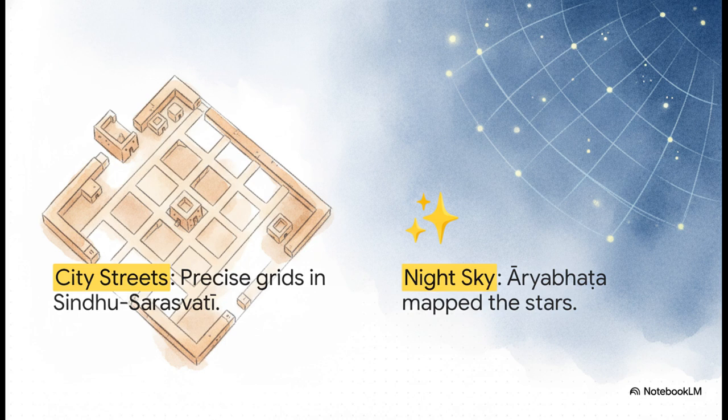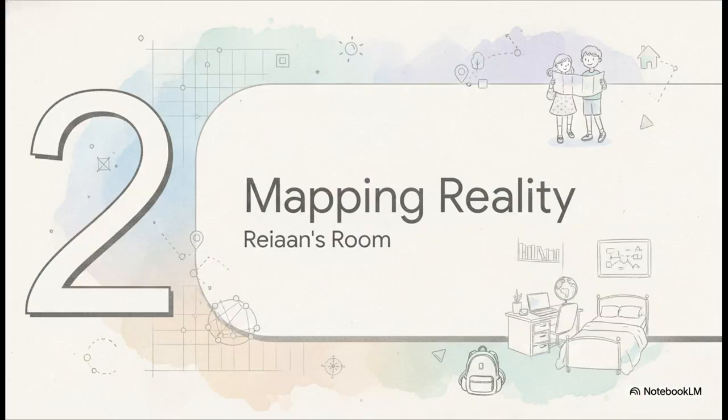And then, on the exact opposite extreme, you have Aryabhata looking up and replacing Greek chords with sines to track constellations across the ecliptic. From the dust of city streets all the way to the infinity of the night sky, it's the exact same grid-based logic. How cool is that? All right, moving on to Section 2, Mapping Reality, Riyan's Room.